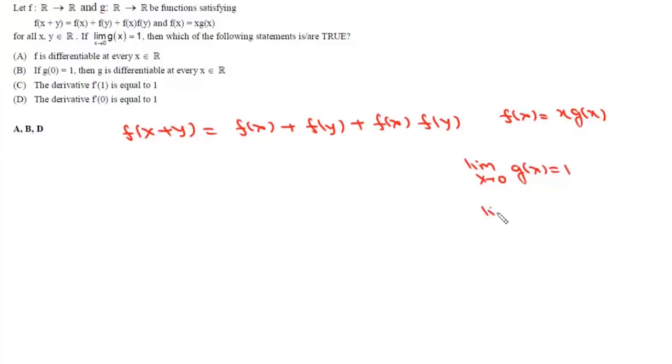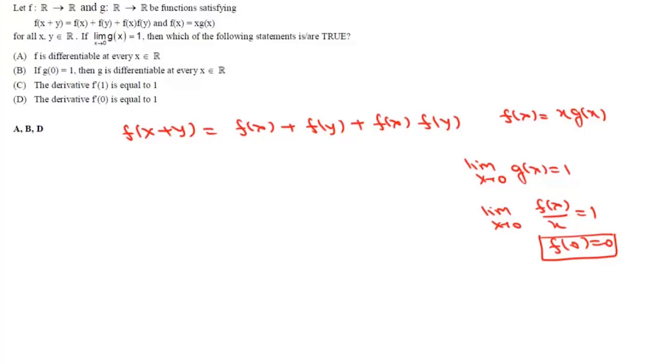Now if we take this limit, this can be expressed as the limit as x tends to 0 of f(x) upon x, and this is 1, and it will be 1 only if it is an indeterminate form. That means from here we can say the value of f(0) must be equal to 0.